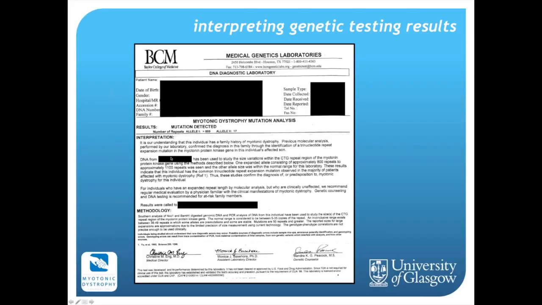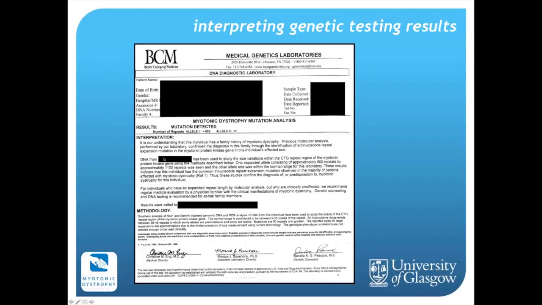myotonic dystrophy. Here they've called the gene myotonin protein kinase. Again, that's not the official name of the gene. Officially, the gene is called Dystrophia Myotonica protein kinase, DMPK. So sometimes you might see myotonin protein kinase. Other labs may report it as DMPK or Dystrophia Myotonica protein kinase.